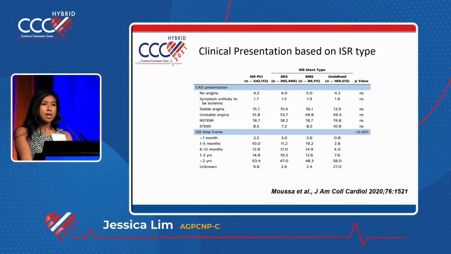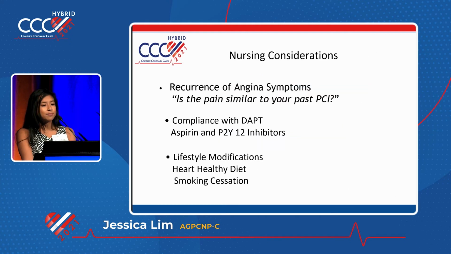My patients always worry about when it can occur, and especially talking about the advancements of drug-eluting stents, it's very hard to tell. But this shows that about half occurs after 2 years. So some nursing considerations to think about are the recurrence of angina symptoms. A question that I like to ask my patients is, is the pain similar to your last PCI?